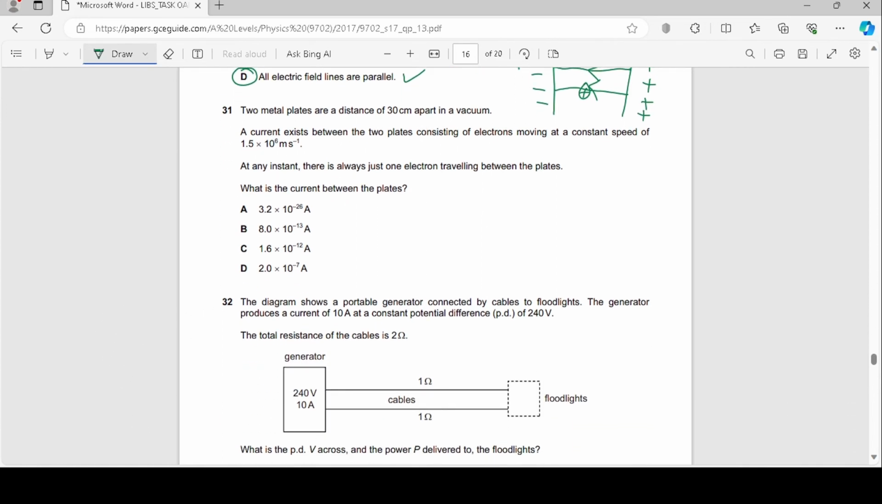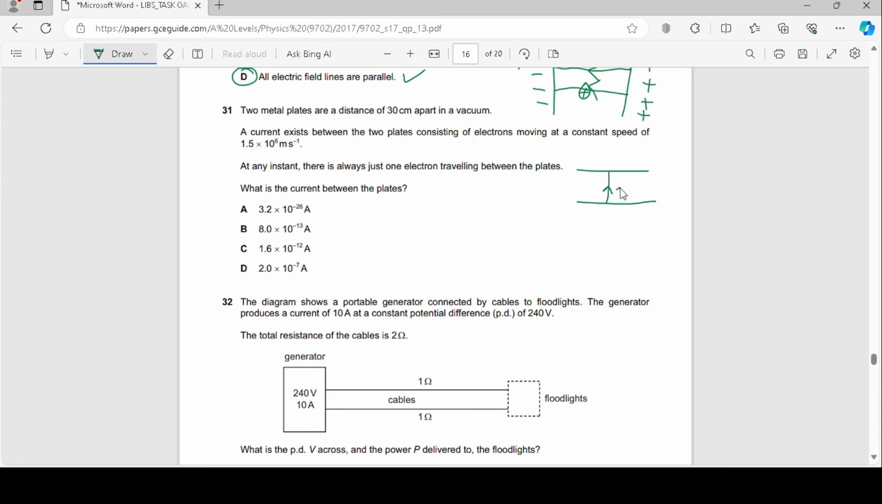Now let's go to the next question. So, question 31. Two metal plates are at a distance of 30 centimeters apart in a vacuum. A current exists between the two plates consisting of electrons moving at a constant speed of 1.5 × 10^6 meters per second.